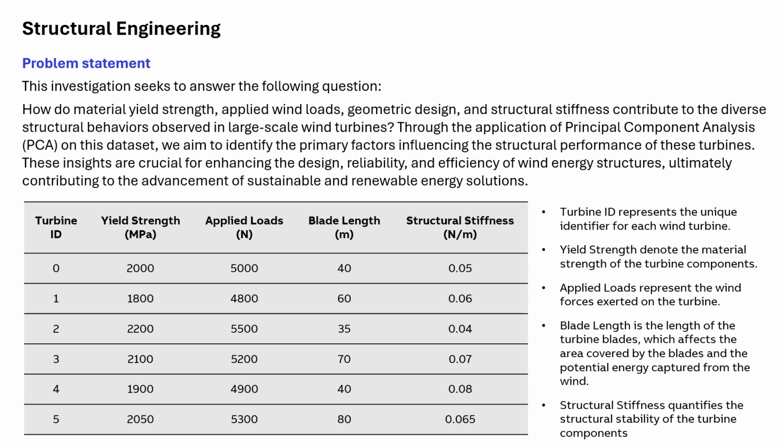Look at the table here. Turbine ID represents the unique identifier for each wind turbine. Yield strength denotes the material strength of the turbine components. Applied loads represent the wind forces exerted on the turbine. Blade length is the length of turbine blades, which affects the area covered by the blades and the potential energy captured from the wind. Structural stiffness quantifies the structural stability of the turbine components.